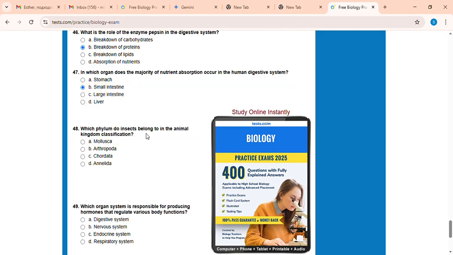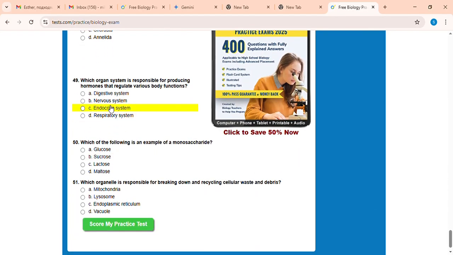Which phylum do insects belong to? Mollusks is my snail. Yeah, I think this is it. Chordata is me, animal with backbone. Annelids are like all those creeping things, not like insects, like all those centipedes and stuff. Which organ system is responsible for producing hormones? Digestion, food. Nervous, coordination and information transmission. Duh. Endocrine system. This should be it.